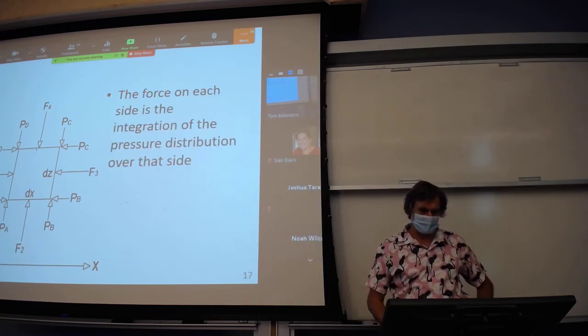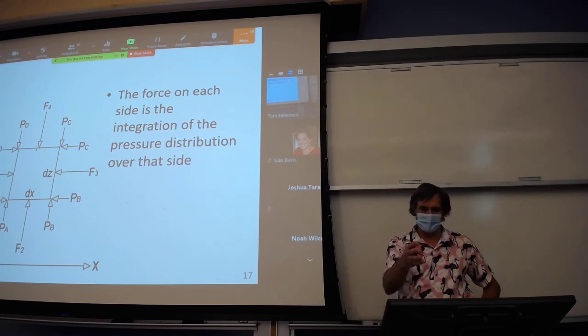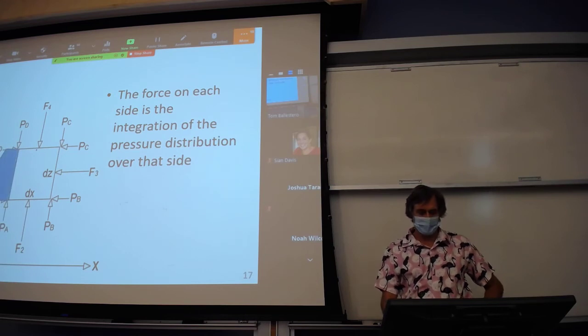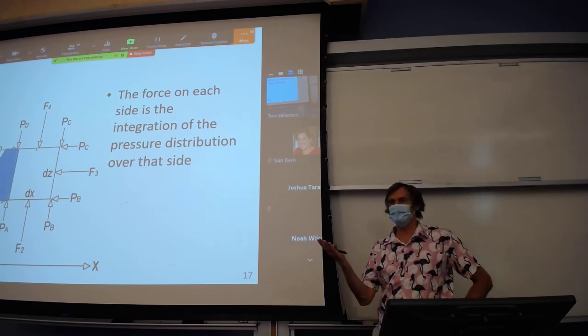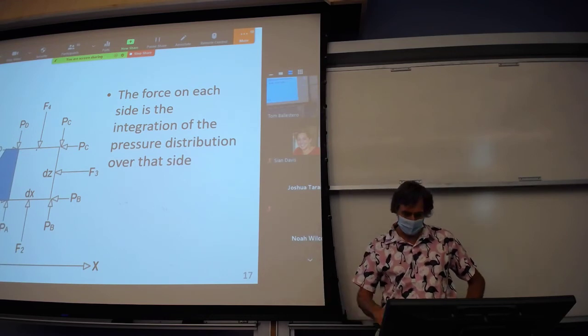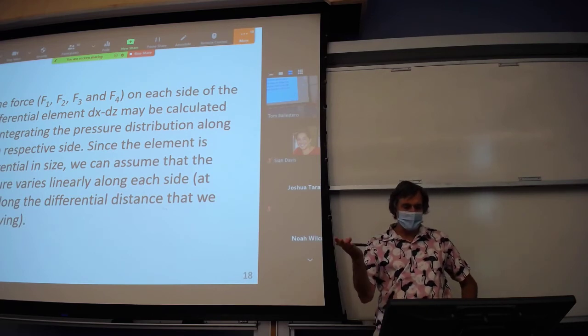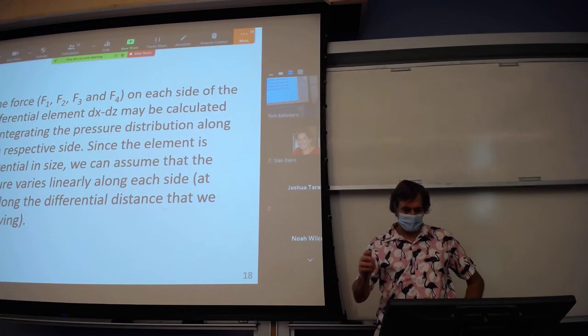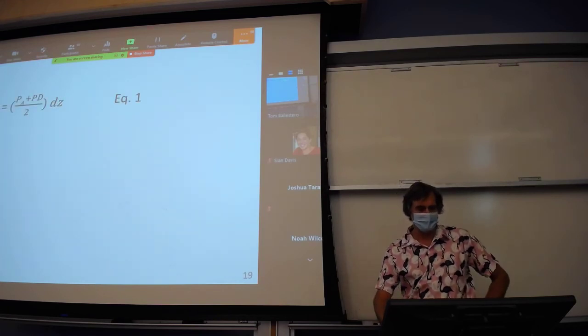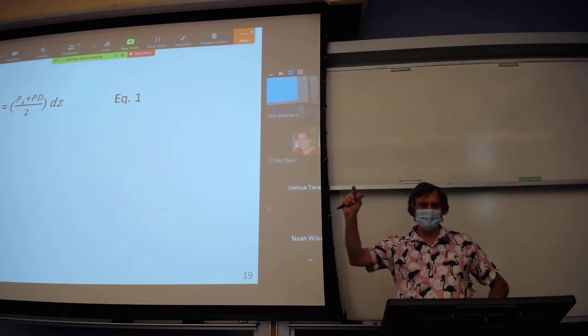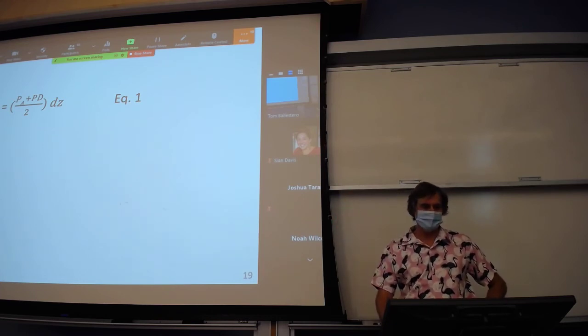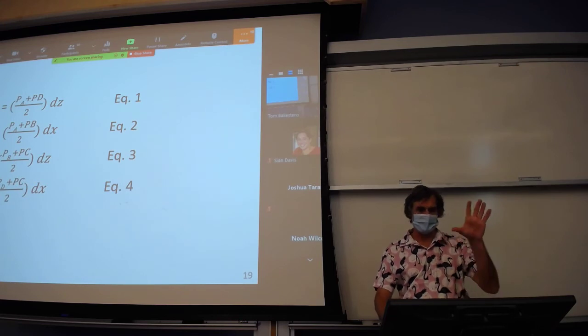So I believe that's basically what I just described. The force on each side is the integration of the pressure distribution over that side. So we're taking the pressure distribution from A to D, and we're just taking that pressure distribution and making it a force. That's F1. And we're going to look at force balances in the x and the z direction. So again, I thought I fixed that. PA plus PD, that should be subscript D, over 2, times dz is F1. F2, similarly. F3, this is all on your handout. F4. So I just want to back up 2 slides.